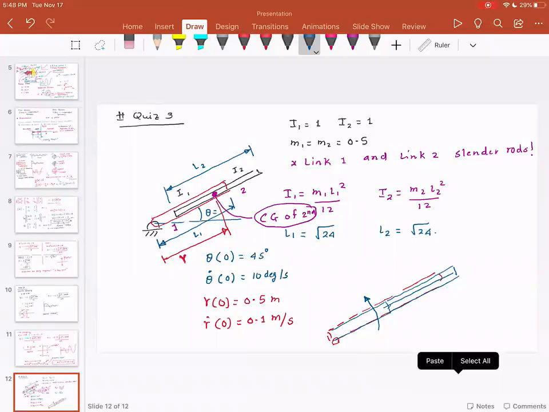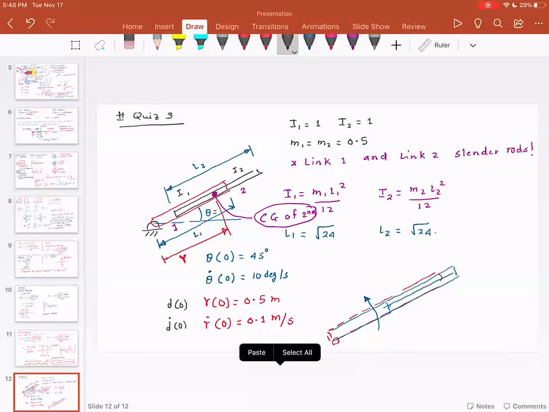Your r is 0.5, which is the initial distance from the origin, and r dot is the velocity. So when you draw the kinematic diagram, your d values, d0 and d dot 0, will be 0.5 and 0.1. With this, you should be able to solve the problem.